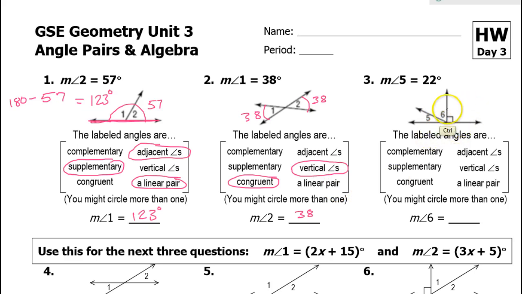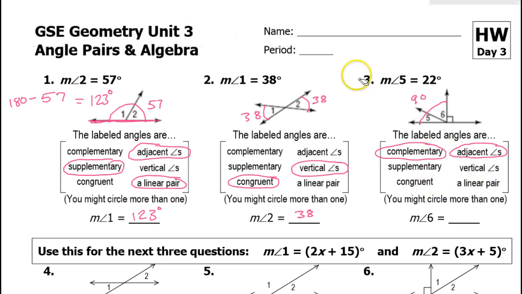Okay, angle 5 and 6. Because they are next door to this 90-degree angle, that means angle 5 and 6 together also form a 90-degree angle. So the sum of these must add up to 90 degrees. That makes them complementary. They are also adjacent angles because they are right next to each other without any overlap. They aren't supplementary, they aren't vertical, they are not a linear pair, and they're not congruent.